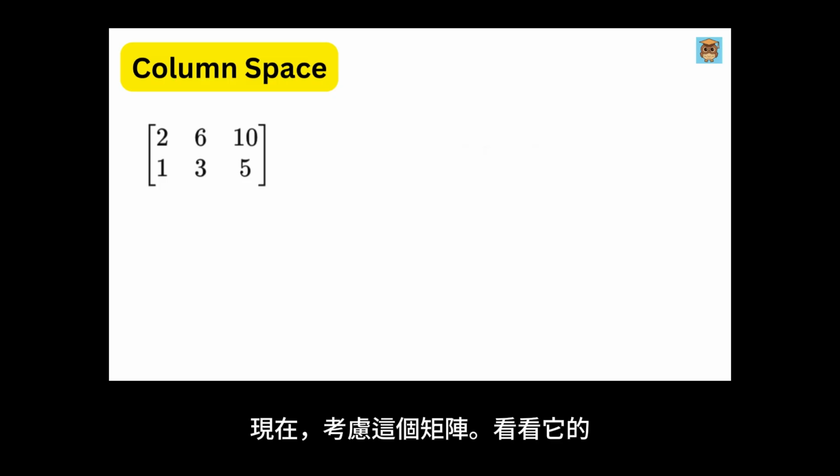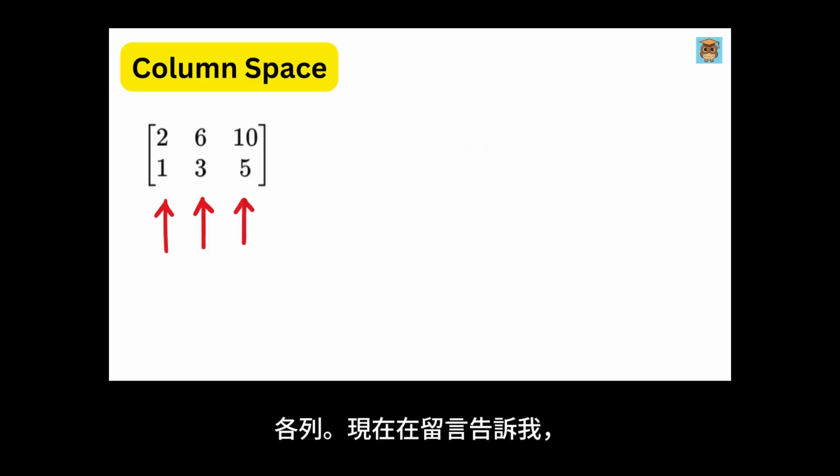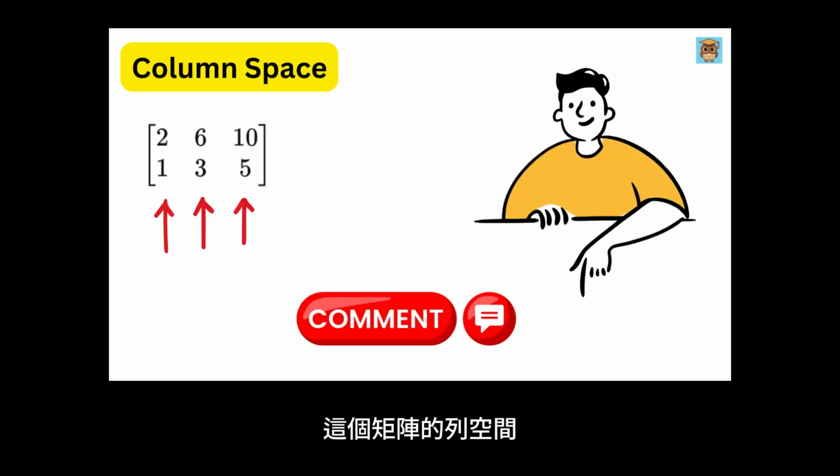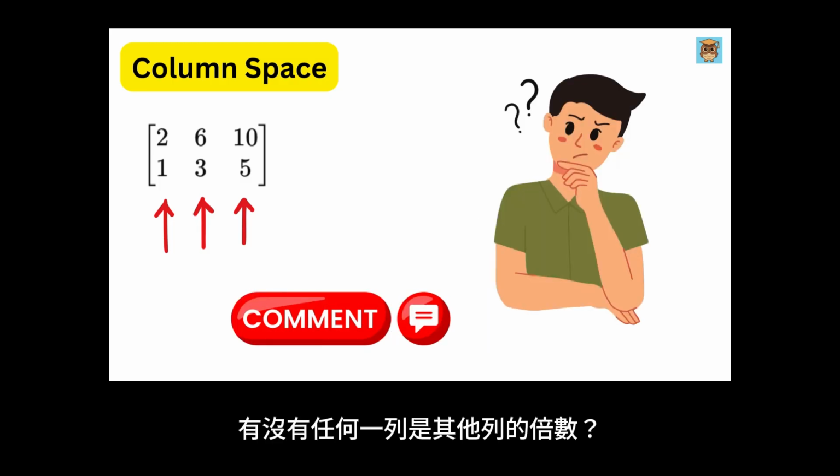Now consider this matrix. Look at its columns. Now tell me in the comments, what will be the column space of this matrix? Think about how the columns are related to each other. Are any of them multiples of the others?